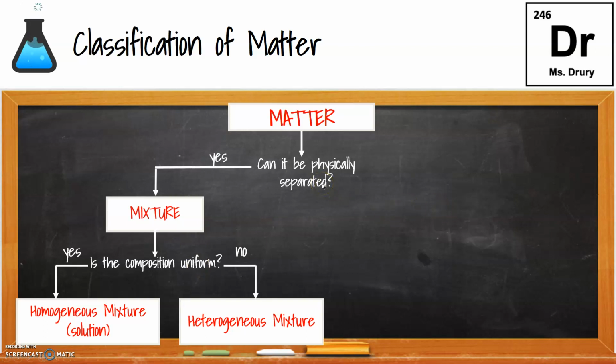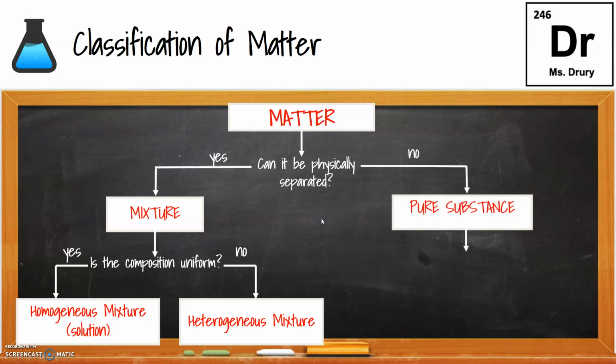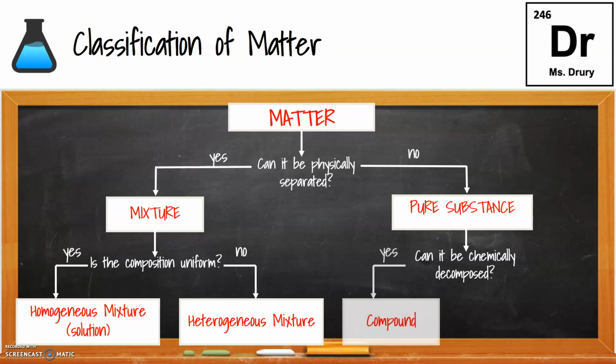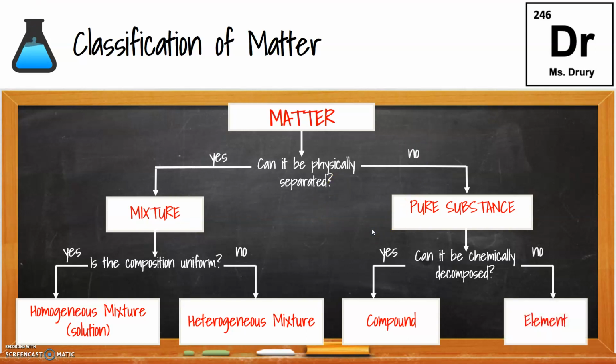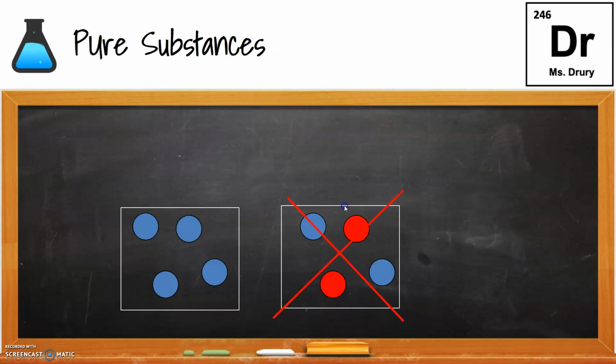Going back up to the top, if it can't be physically separated, it's a pure substance. It's clean, it's the same everywhere you go. There are actually two types of pure substances. If it can be chemically decomposed, meaning I can burn it or react it with energy or something, and it turns out to have two different components, that's a compound. And if it can't be chemically decomposed, it's called an element. That means it's a simplified state, elemental.